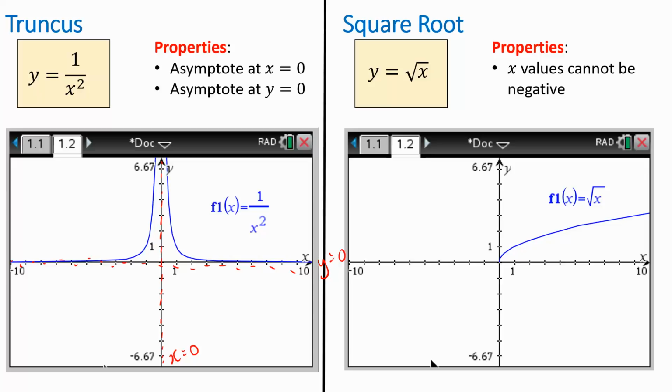It doesn't get to the y. No, never. It just keeps going up. It keeps going up and getting closer and closer and closer. Like the truncus, right? Why is it like that? Because you're squaring it. Yeah, but the other one wasn't squared, that's why. Oh. Yeah, this one's squared. The other one.